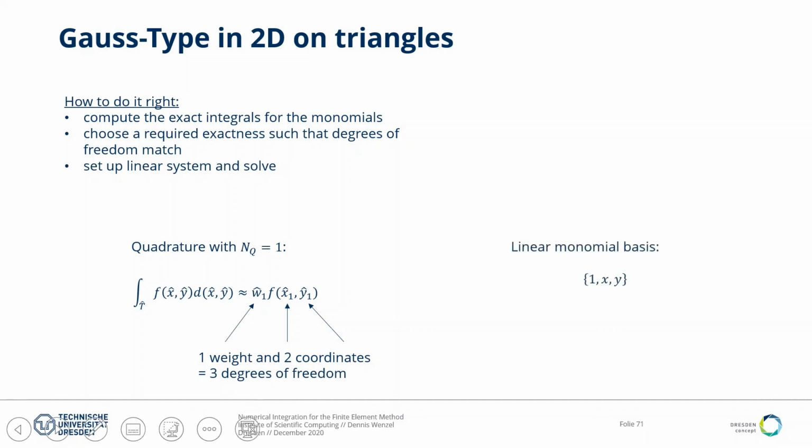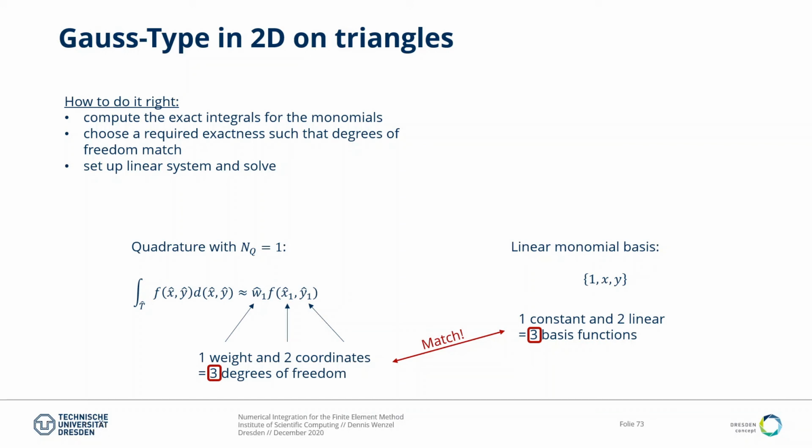Let's look at monomials. The linear monomial basis: in 1D you only had 1 and x, but now you're in 2D, so you again need the constant, but you also need the function y and not just the function x, because you have one dimension more. So you have one constant function and two linear functions, and this gives you three basis functions. Again, just like in the 1D case, this is a perfect match because you have 3 degrees of freedom and 3 of those monomial basis functions, and that gives you the possibility to set up your linear system.